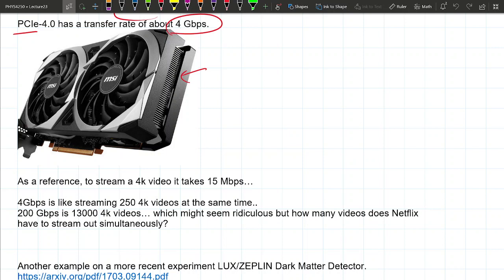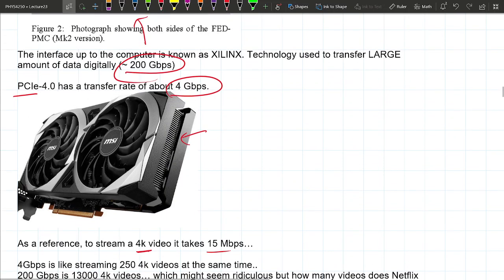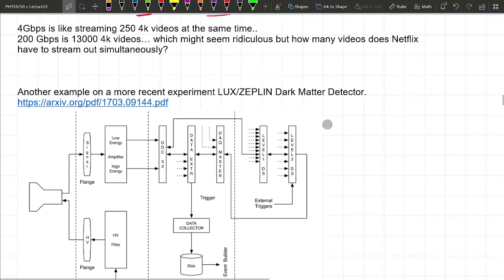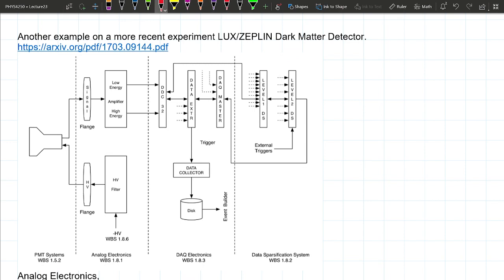Okay, anyway, just to give you some numbers: if you're streaming videos from Netflix, this will be about 15 megabits per second, right? So 200 megabits per second is like watching all the videos on Netflix at the same time somehow. So this is a ridiculous amount of data that comes out. For smaller experiments, like the one I used to be on called LUX-ZEPLIN, instead of about 100 million channels, we read out about 300. And that's a small experiment, right?